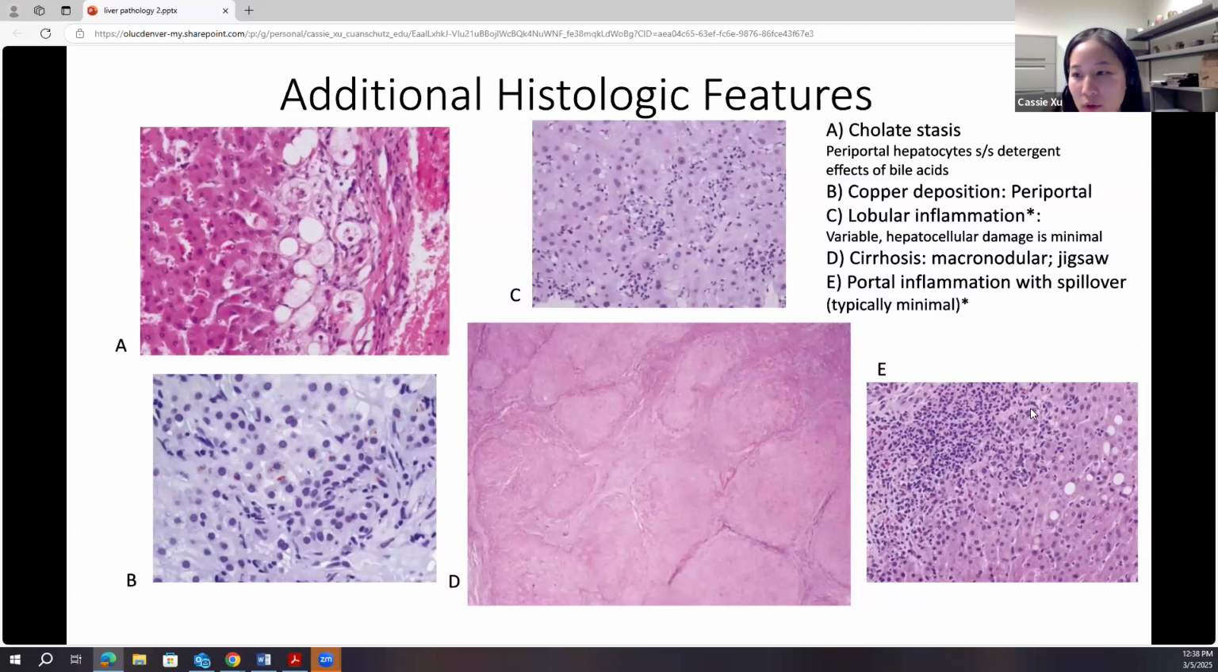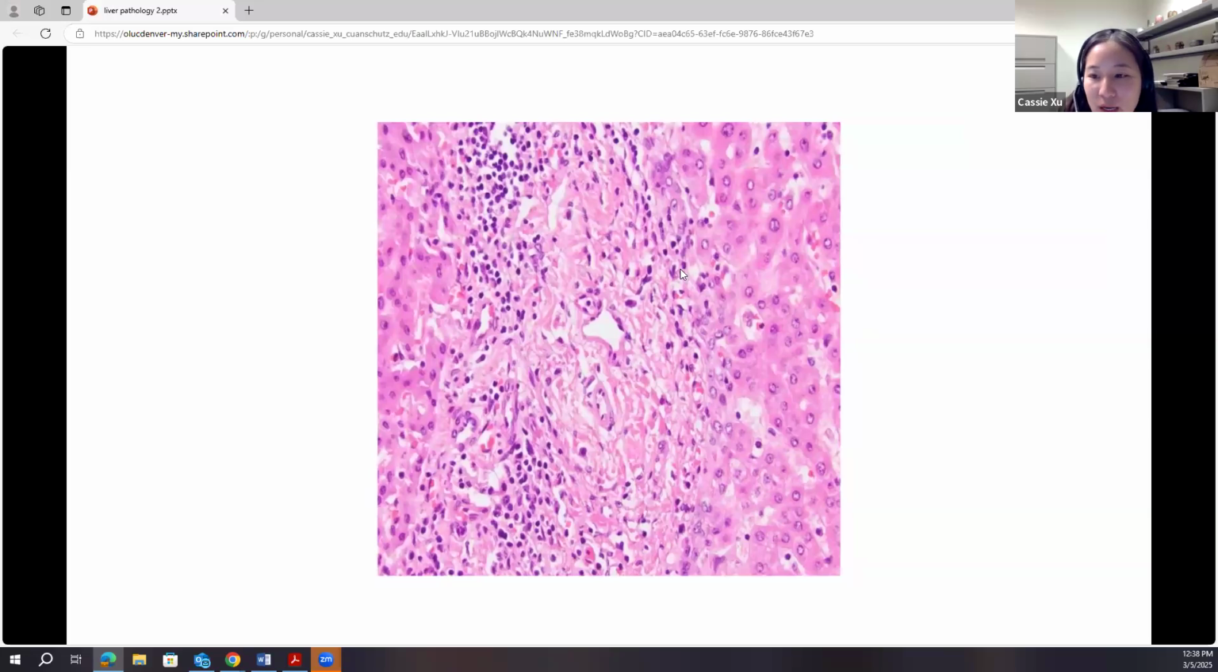Typically, this is minimal. If it's more than minimal, if it's pretty moderate or severe, then we might start thinking about a secondary disease process such as an overlap syndrome with autoimmune hepatitis. You can also see ductopenia. If you imagine all this inflammation centered around the bile duct, it's causing bile duct damage. Eventually you'll get bile duct loss.